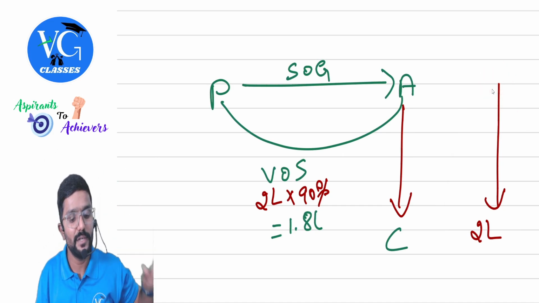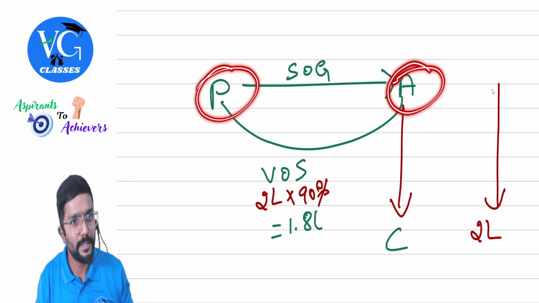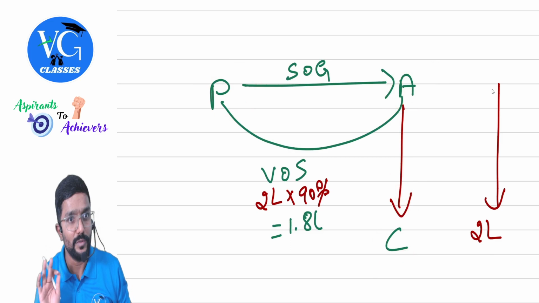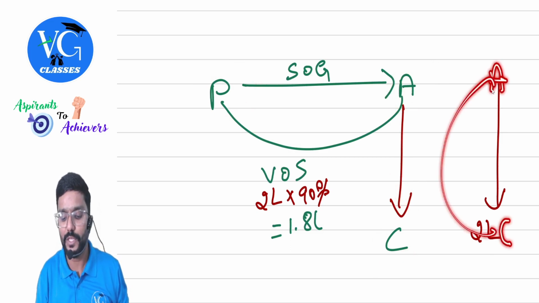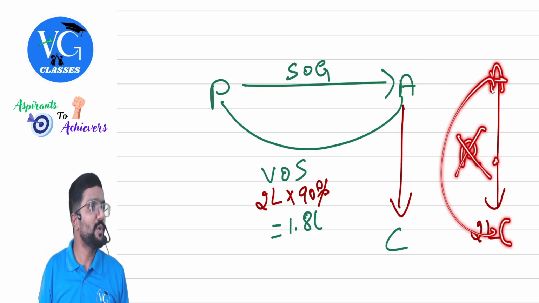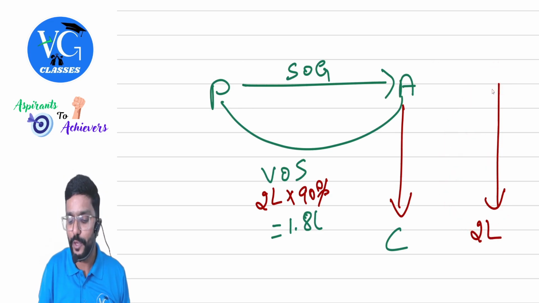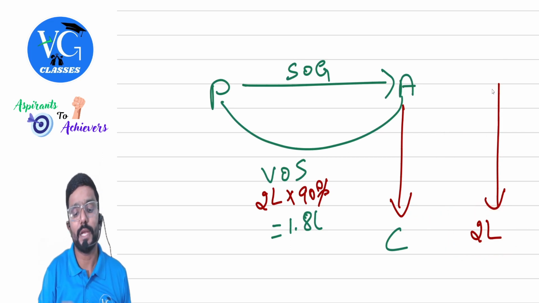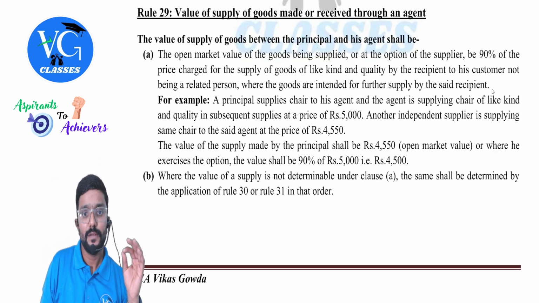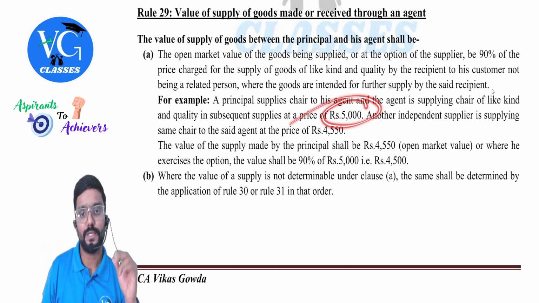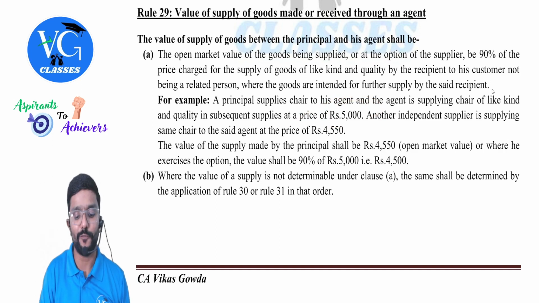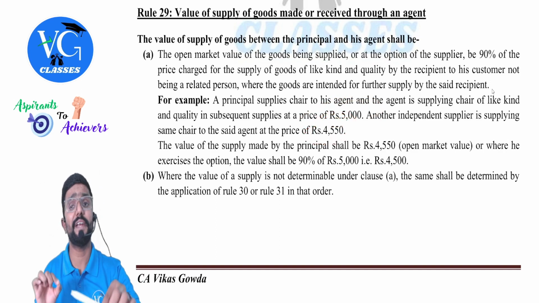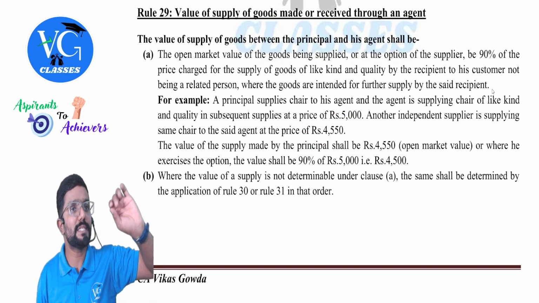I repeat, listen here. The principal sold the goods to the agent. Clear? They are not telling that the agent is giving the same product to the customer. No. A similar product is sold by the same agent to some other person, and they both are not related. And what is the price of it, people? 5,000. And another independent supplier is supplying the same chair to the said agent at a price of 4,550. Guys, this is the open market value.